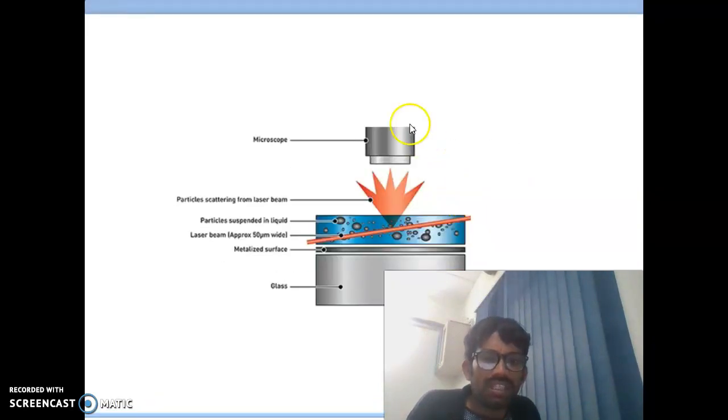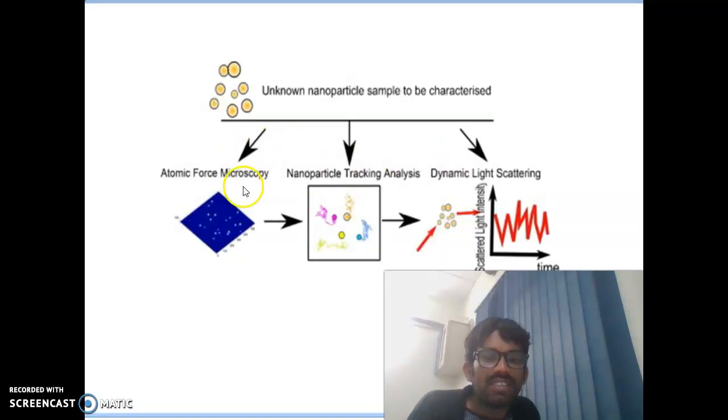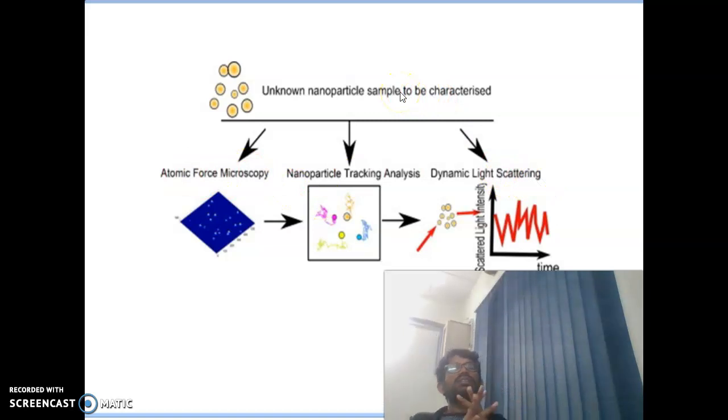This is also a schematic diagram I was showing here, and this is atomic force microscopy, AFM. An unknown nanoparticle sample can be characterized by mainly these 3 techniques, which people nowadays are familiar with. With atomic force microscopy you can find out the nanoparticle size, and nanoparticle tracking analysis is another technique. The next one is DLS, dynamic light scattering, light intensity by time.